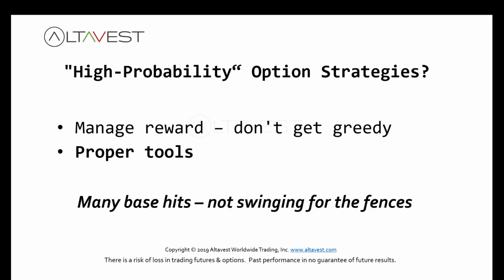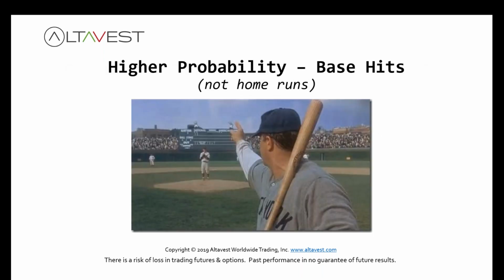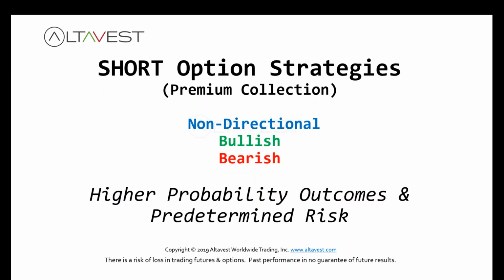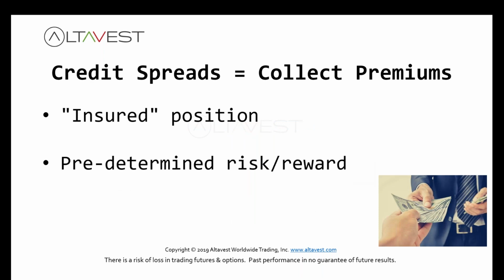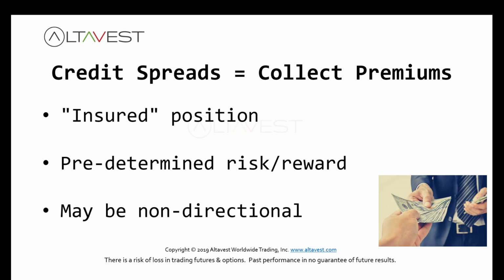So remember, base hits, that baseball analogy. We don't have to be the Babe here. We're looking at base hits, and that's what short option strategies are, premium collection. So not only can you have bullish and bearish, but non-directional strategies with higher probability outcomes and predetermined risk. That's what we call a credit spread. Every position is insured or covered, with predetermined risk and reward, and once again, non-directional in nature.